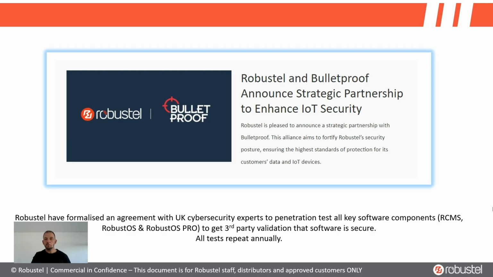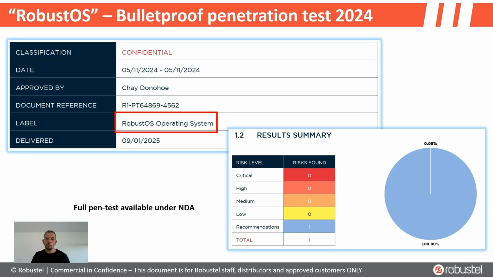The other major thing that's happened recently is a strategic alliance between Robustel and a company called Bulletproof in the UK, quite a famous cybersecurity company. Robustel works with Bulletproof on an annual basis to penetration test the core software products. So these are the latest tests on the RobustOS operating system. The full penetration test is available. Any of these are available under NDA, so please reach out if you need those.